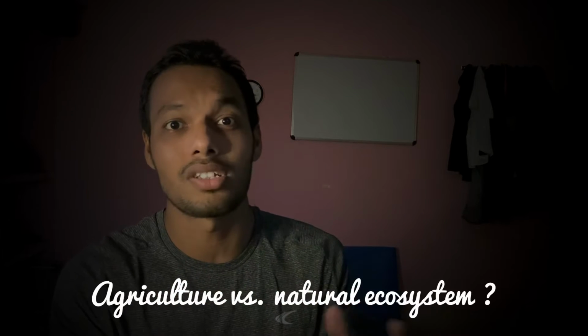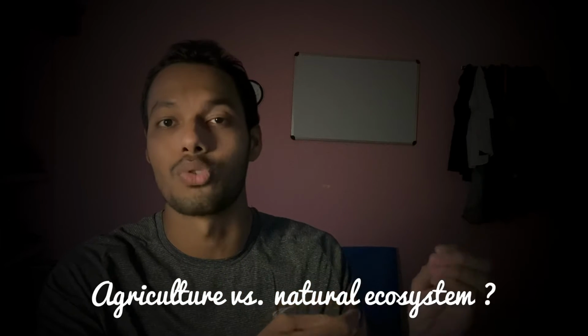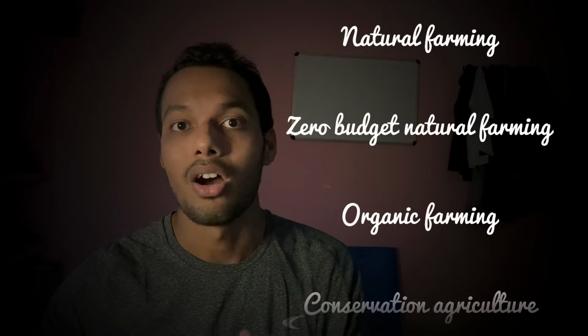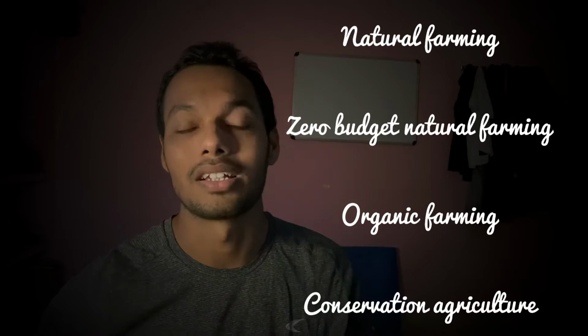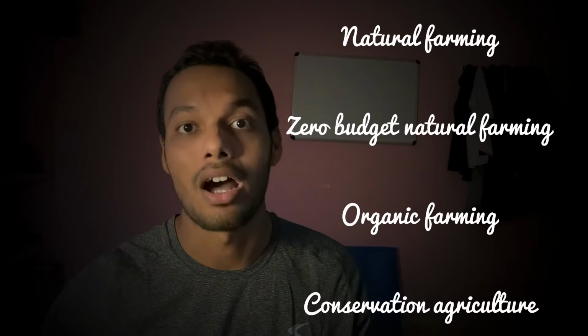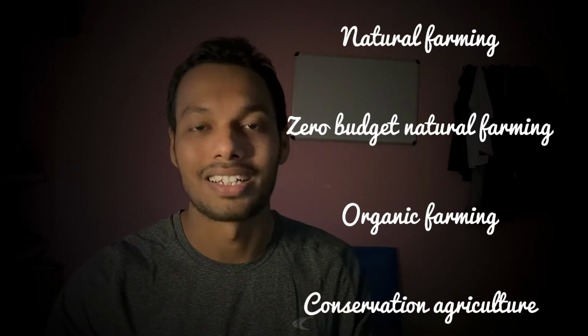Now we are more into the quality aspect than the quantity aspect. Now we do not need a huge explosion in production, but rather we want to sustain our ecosystem, more specifically our agriculture ecosystem. So there are some changes in the agriculture sector, like natural farming, now zero budget natural farming. Then we have organic farming, we have conservation agriculture, right?